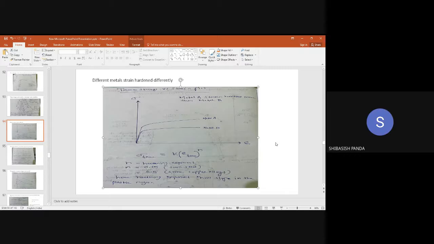Sir, if we take the slope of the graph of log sigma and log epsilon. Yeah, you have to take it in log scale, you are saying, right? Yes, sir. In this scale, that will not come. So you can see the value of n here is 0.15 for some steels, and for copper it is 0.5. Okay, this part is over.